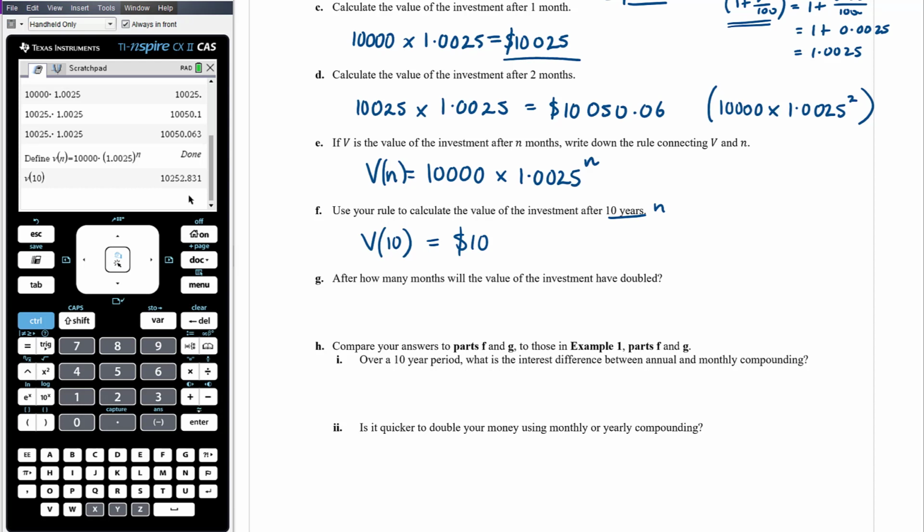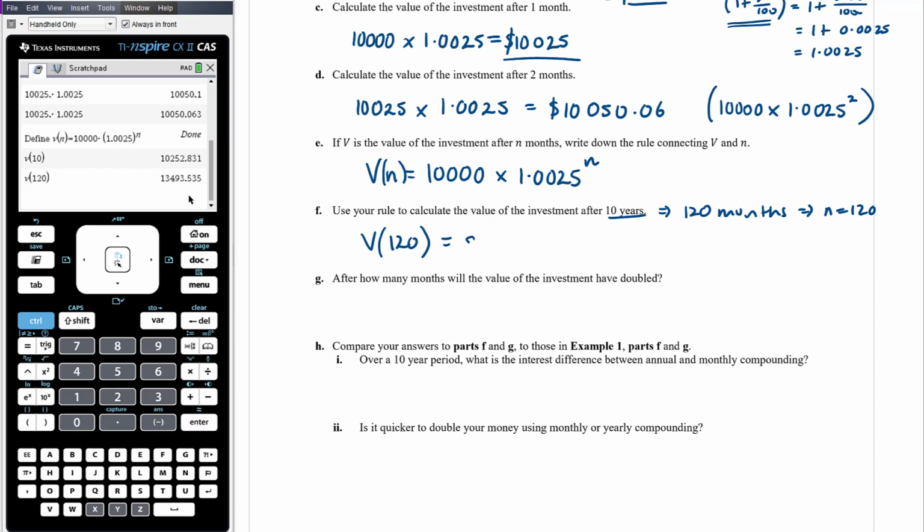So it's not n equals 10. Let's be careful about that because n is in months. And so if we want 10 years, that's 120 months, which means that n equals 120. So we want v of 120 here. So the value after 120 months is $13,493.54 to the nearest cent.